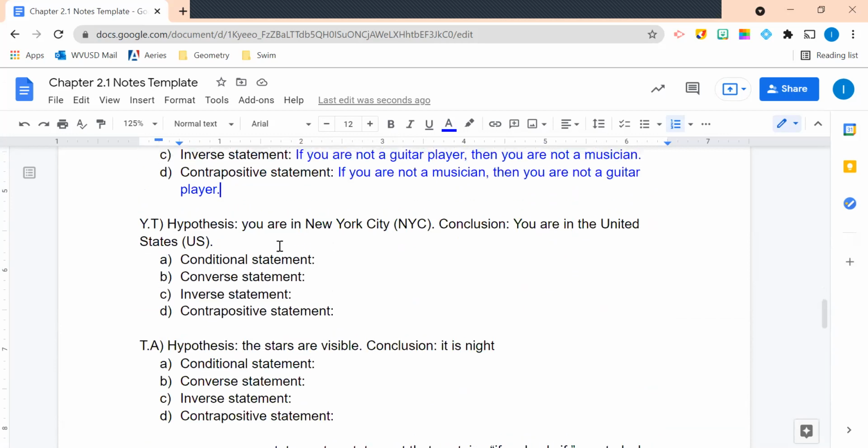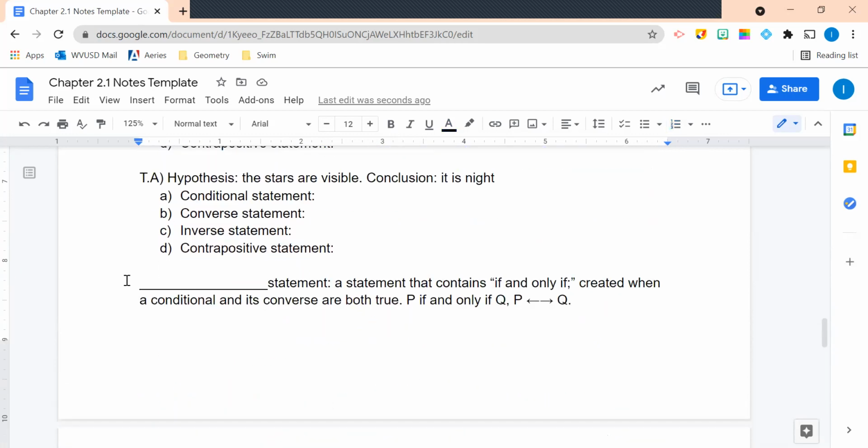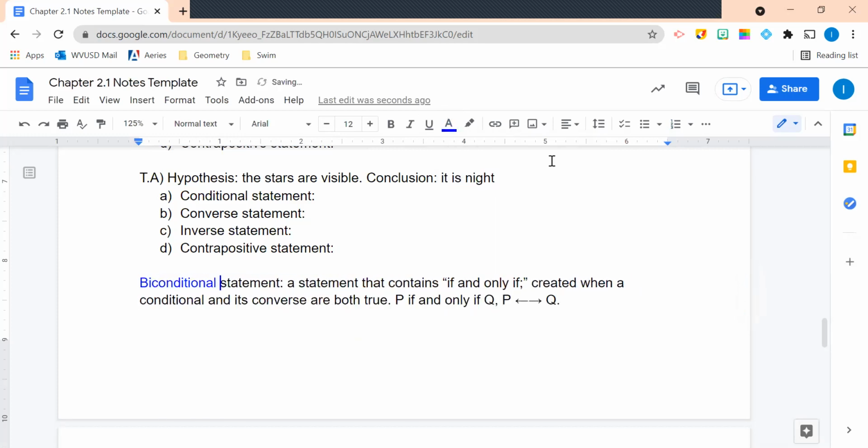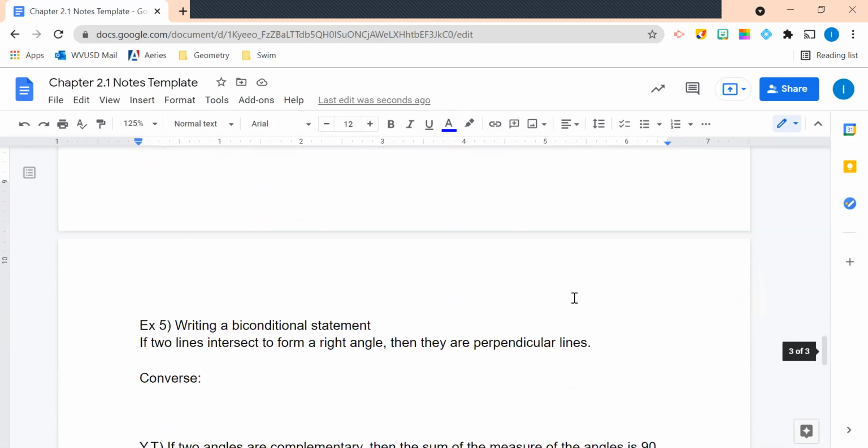The last thing that we're going to be doing today is going to be biconditional statements. A biconditional statement is a statement that contains the words if and only if, which is created when a conditional and its converse are both true. So P, if and only if Q, or you can have these arrows pointing to both the P and the Q. So let's do an example.